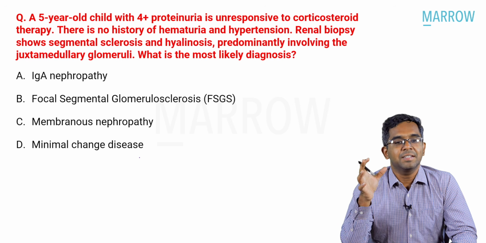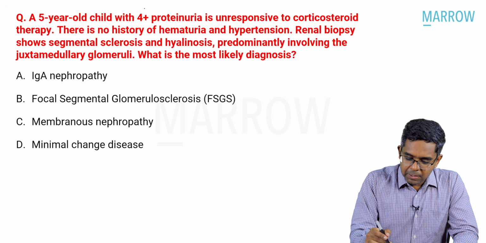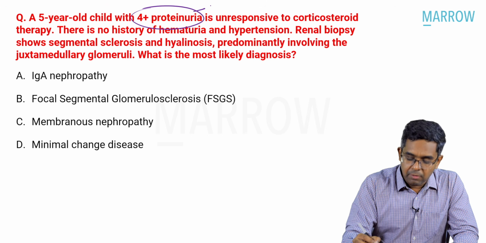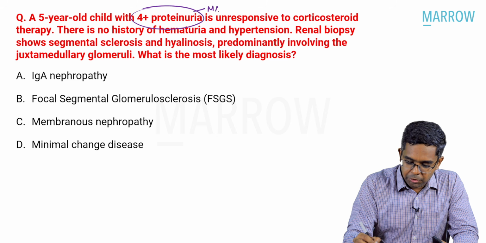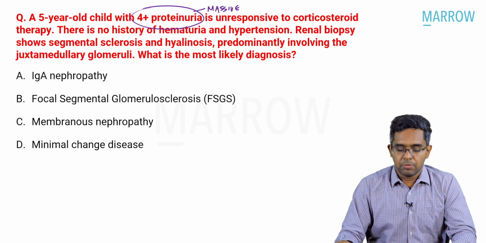Again, a question which is integrated with pathology. A 5-year-old child with 4+ proteinuria on dipstick, which falls under the criteria for massive proteinuria, is unresponsive to corticosteroid therapy.